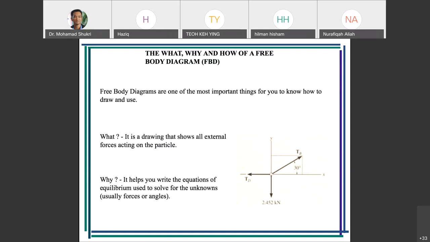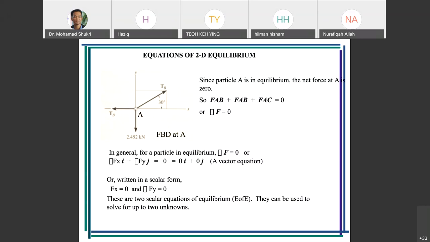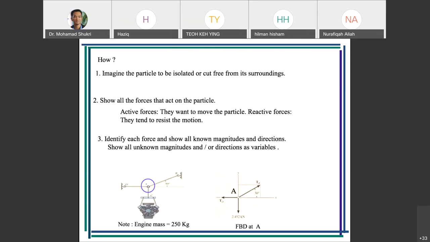For this example, you have one engine, and then you have three cables. So if we transform it into the FBD, it becomes like this. You have one point and you have three forces here.